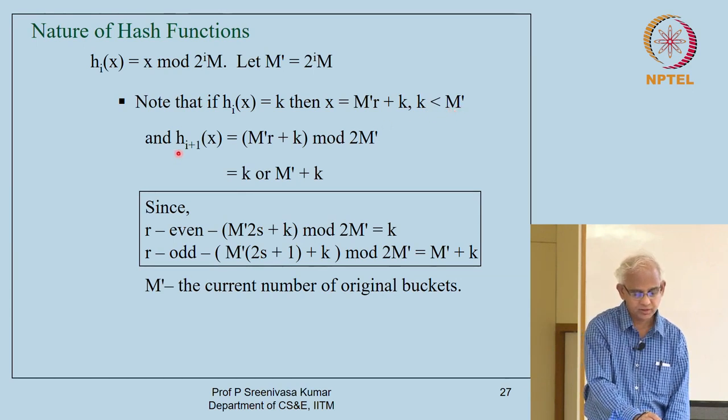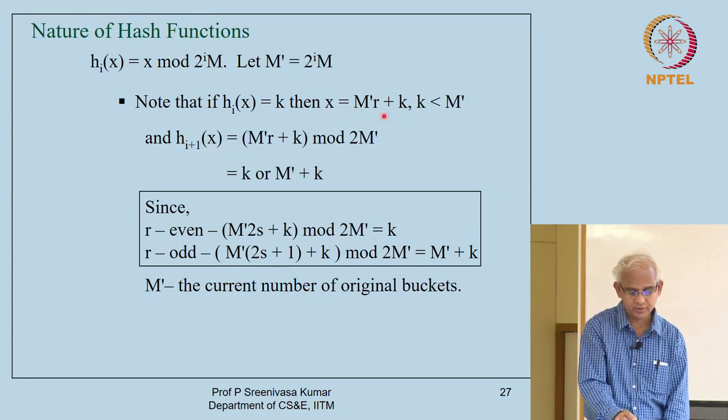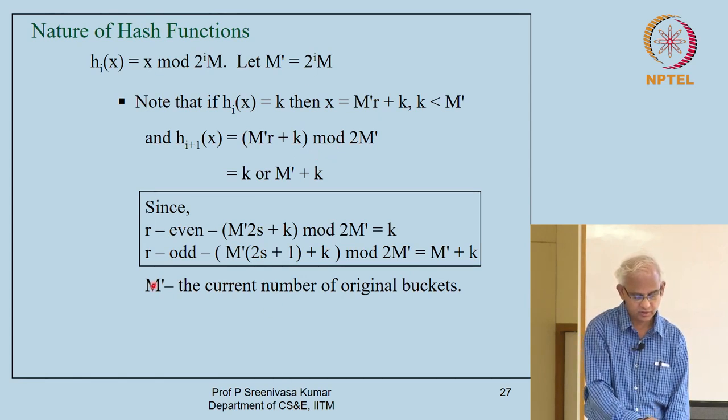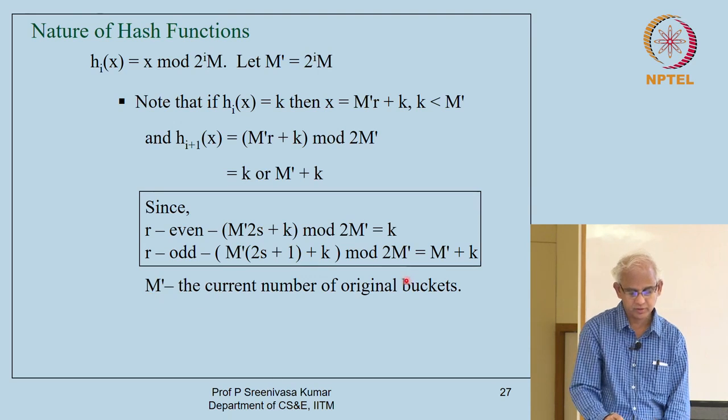Now, consider applying this next hash function h_{i+1} to the same x. So, h_{i+1}(x) is this: m'r + k mod 2m'. The nature of h_{i+1} is that it is x mod double the original number. So, if m' is here, then this will become 2m'.